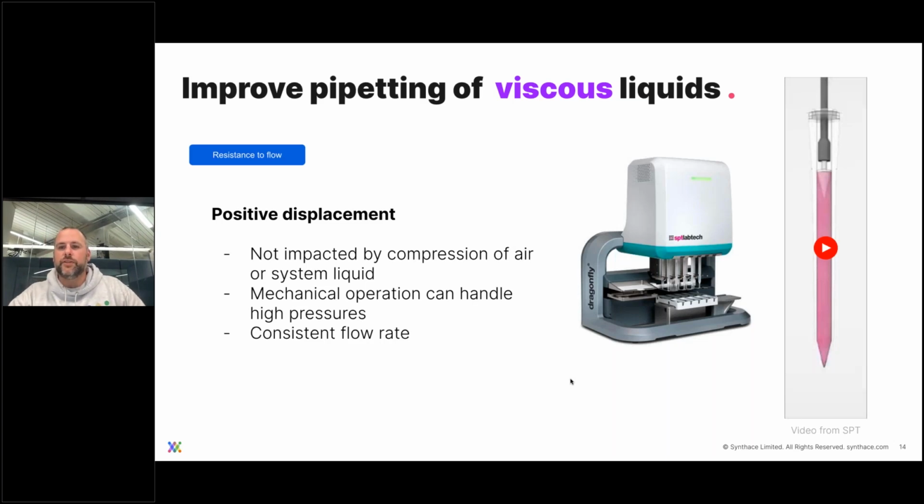Let me run this video showing you how this works and how the cone on this plunger is in direct contact with the liquid. So there you go, you can see the plunger moving down, the cone in direct contact, and as it moves, it directly moves the liquid out the tip.